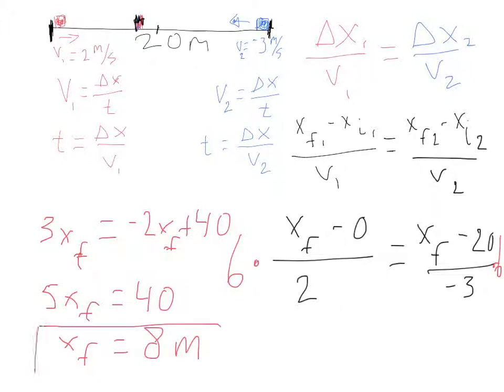That's our solution. That means that 8 meters from the farthest point on the left over here is where these two carts should collide. So if I count 1, 2, 3, 4, 5, 6, 7, 8, 8 meters, that's where the two carts should collide. The red cart will go 8 meters, the blue cart will go 12 meters, and they'll meet 8 meters from the left.